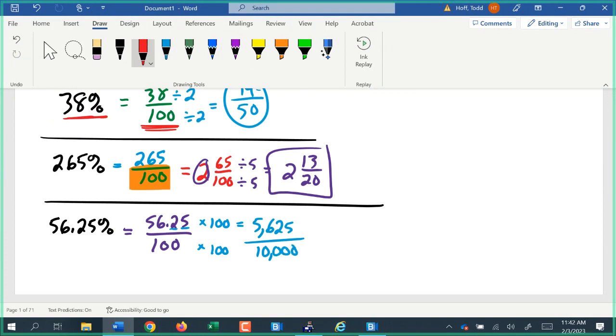Now we need to reduce. Now, looking at that, I'm sure you can see both of those divide by 5. If you look a little closer, you can see they both divide by 25.